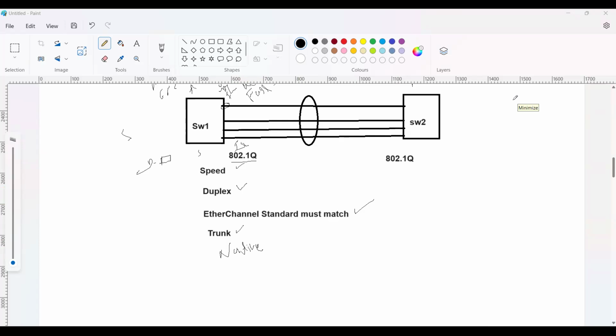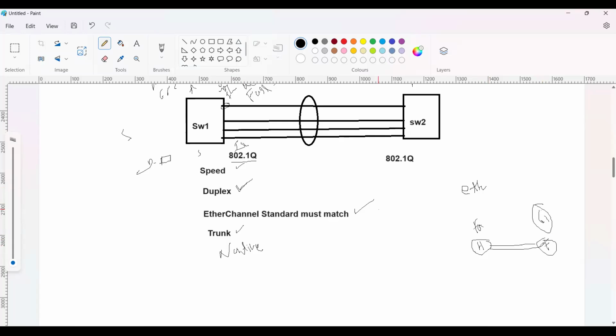Yeah. If you are using EtherChannel, as I mentioned, duplex must match. So this is a Fast Ethernet, one end Fast Ethernet you are using, and another end, if you are using Gigabit. Fast Ethernet will sometimes be half duplex, and this port will sometimes be full duplex, so it will automatically move to half duplex sometimes. So here duplex is not matching, so EtherChannel will not form.